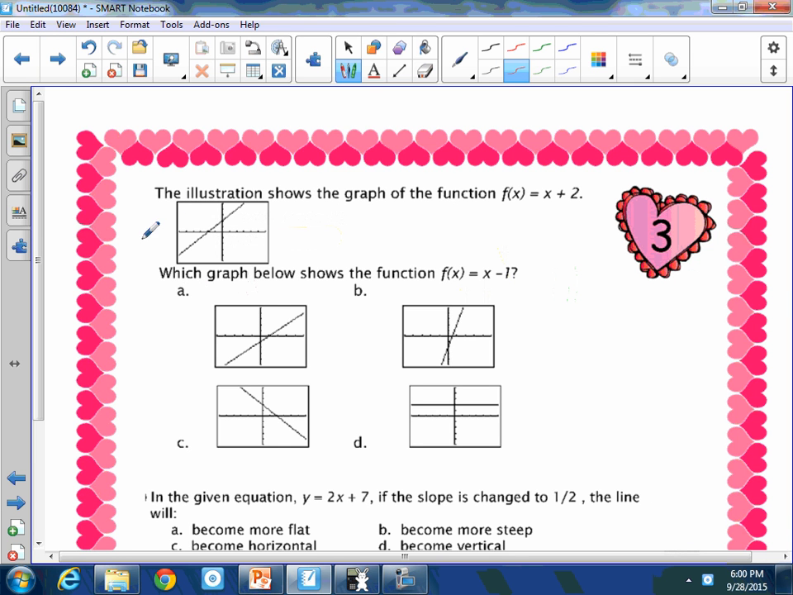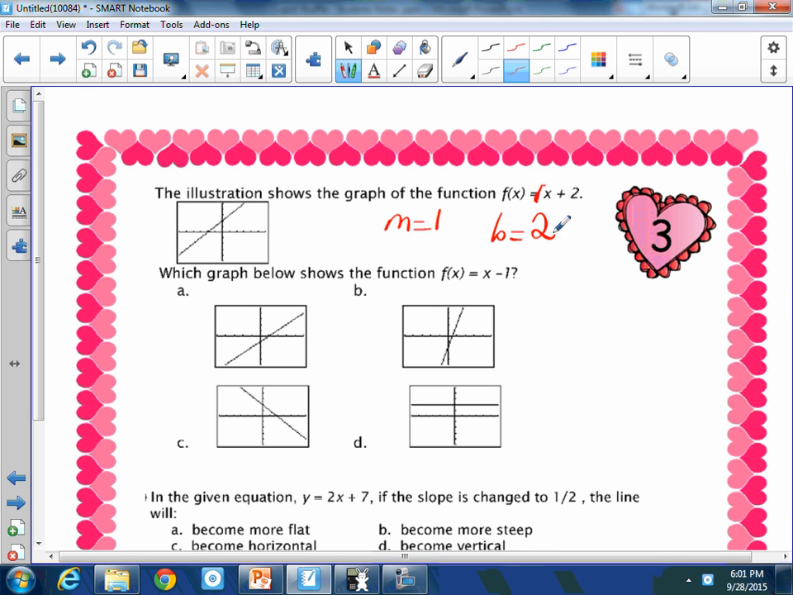All right, the illustration shows the graph of the function f of x equals x plus 2. Okay, so I know that the slope is 1. It's the number that's with the x, and the y-intercept would be 2. So the y-intercept needs to be +2. That's for that one, I'm sorry.